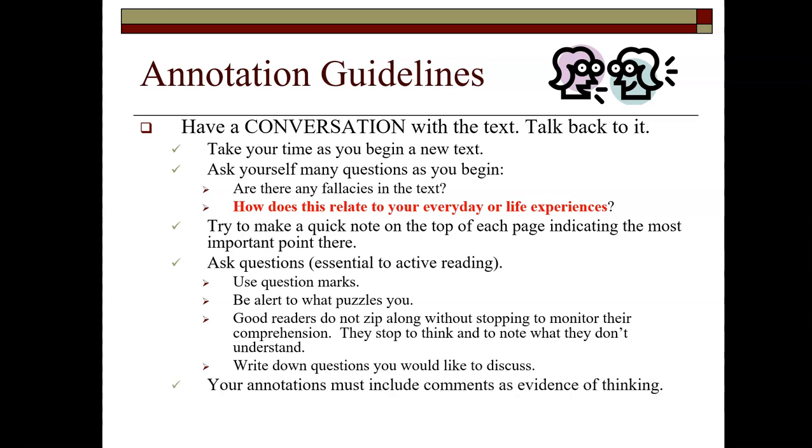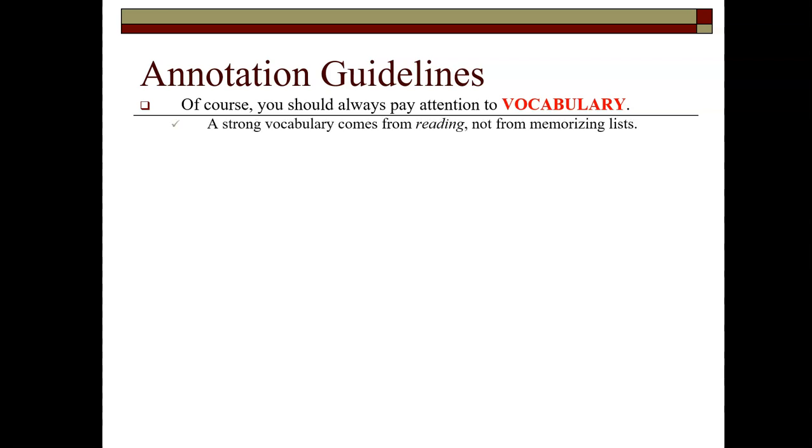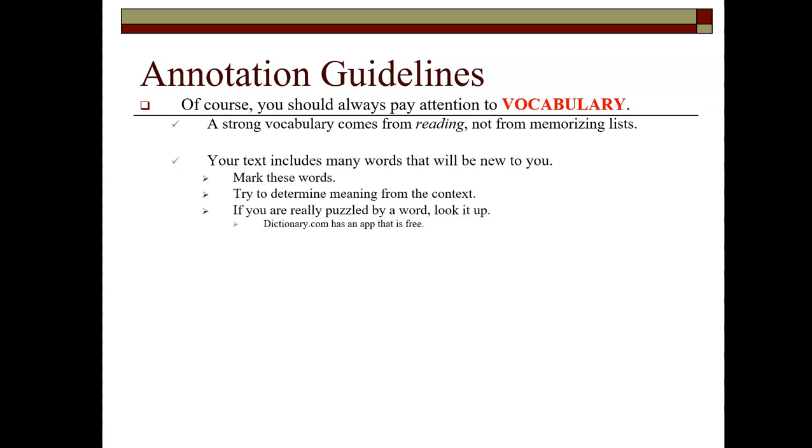There we go. Your annotations must include comments as evidence of thinking, both in your text and in your annotated bibliography. Okay. Of course, you should always pay attention to vocabulary. A strong vocabulary comes from reading, not from memorizing lists of words. You can memorize all day, but until you use the words in the context of the writing, they're abstract, they're meaningless. Your text includes many words new to you. Mark these. Try to determine meaning from the context. If you're really puzzled by a word, look it up. There's dictionary.com. They have an app that is free that will help you do this.